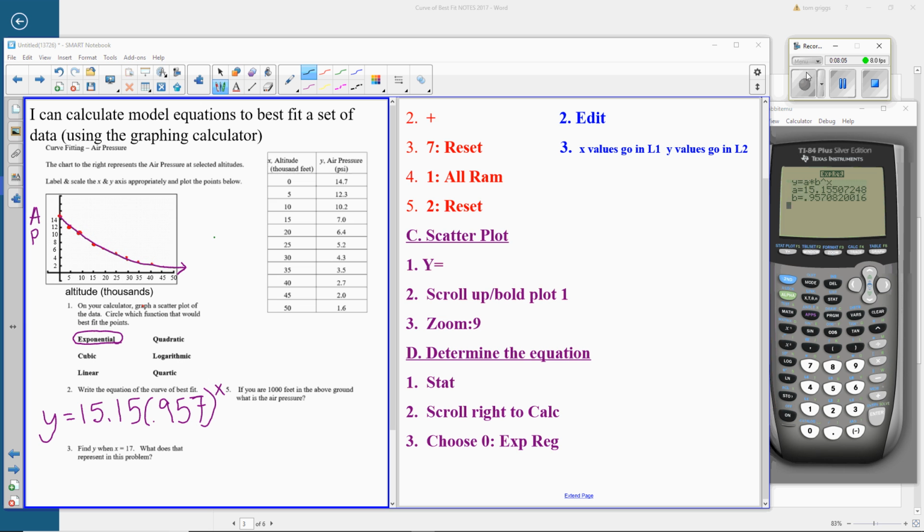If you're not getting this, go back, check your data. If you're getting an error message that says something like domain mismatch, then you've definitely got a mistake when you entered your data. But the A value is 15.15, and the B value is about 0.957. You should recognize that as exponential function form, and that's the answer to number 2. That's the equation, the curve of best fit.